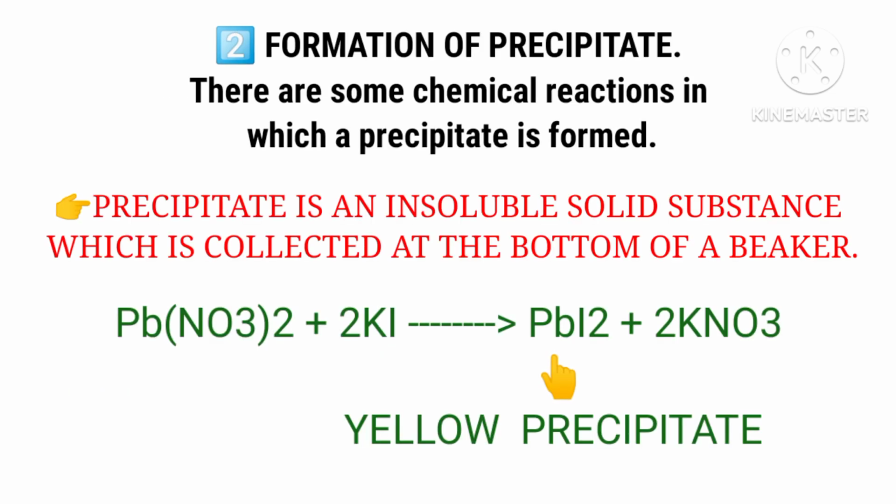2. Formation of precipitate. There are some chemical reactions in which precipitate is formed. Precipitate is an insoluble solid substance which is collected at the bottom of a beaker. Lead nitrate reacts with potassium iodide and forms lead iodide, which is a yellow-colored precipitate, and potassium nitrate.